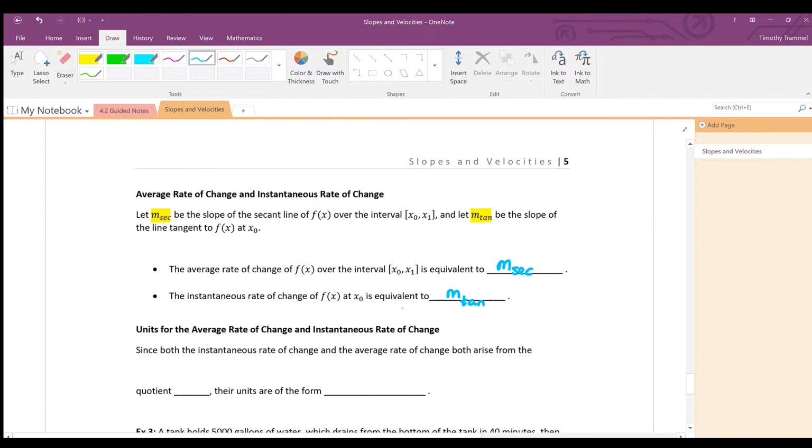And again, when we were talking about a position function, the instantaneous rate of change is just the instantaneous velocity.